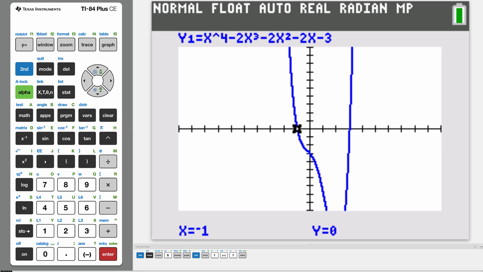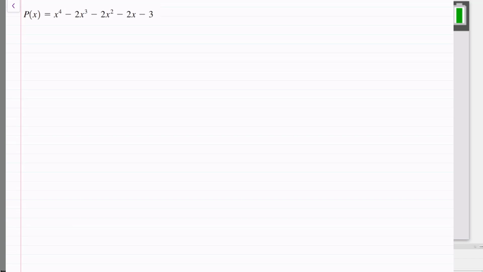Definitely a root at -1. Definitely a root at 3. And they both appear to have odd multiplicity. So let's go back to the iPad here and see what we can do. So I'll start with the root, and let's just say here what we found via calculator. I'll just start with the root of -1.